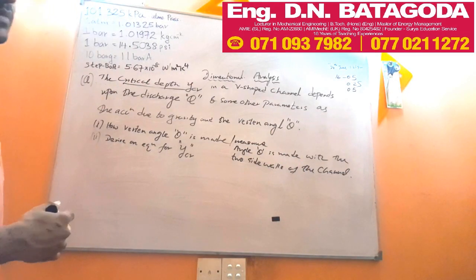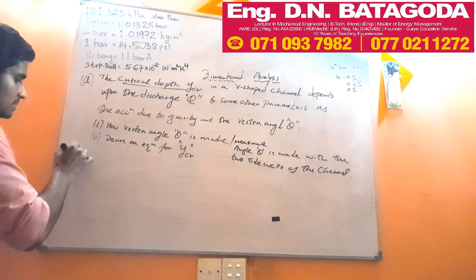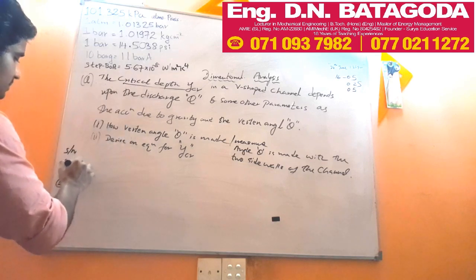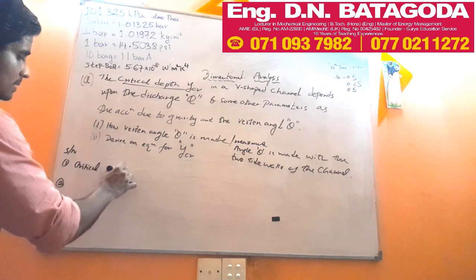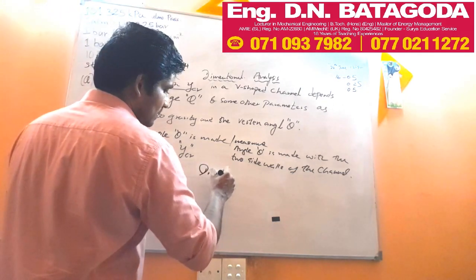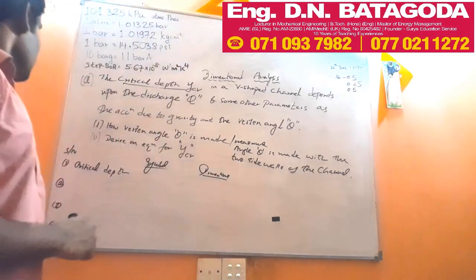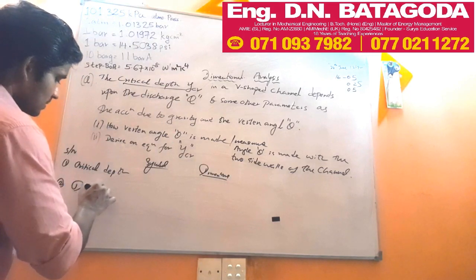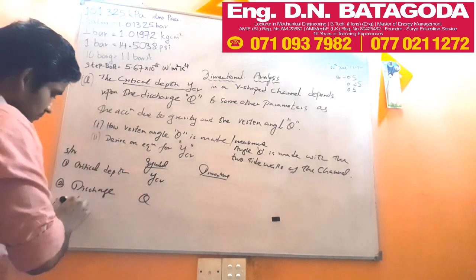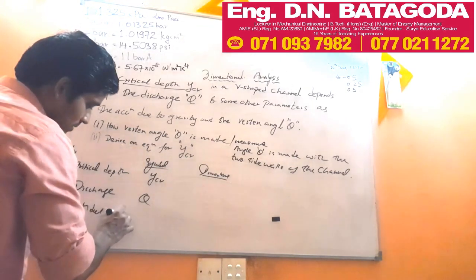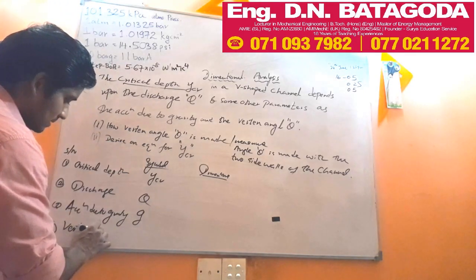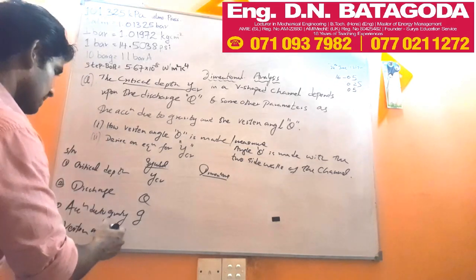So now let's first write the basic parameters. Serial numbers 1, 2, 3 and 4. Let's write the symbol and the dimensions. The first one is critical depth, symbol Ycr. Discharge, the symbol is Q. Acceleration due to gravity, let's say that is g. And vertex angle, that is theta.